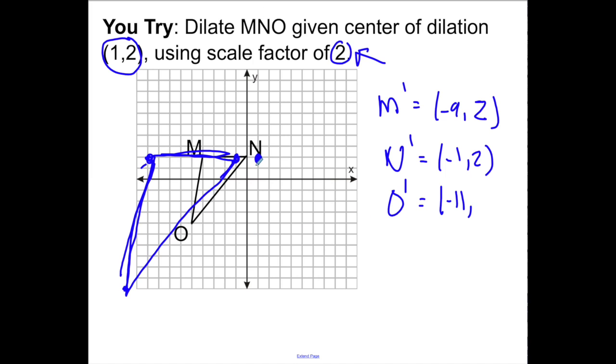And then I need to go down 1, 2, 3, 4, 5, 6. So I'm at negative 1, 2, 3, 4, 1, 2, 3, 4, 5, 6. So that would be negative 10.